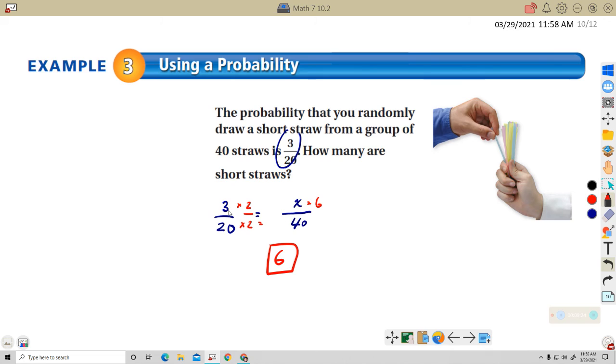So you can do a proportion. I could have done it cross multiplying style, right? 3 times 40 divided by 20. I could have done it that way as well.